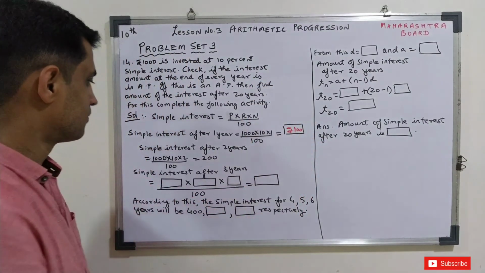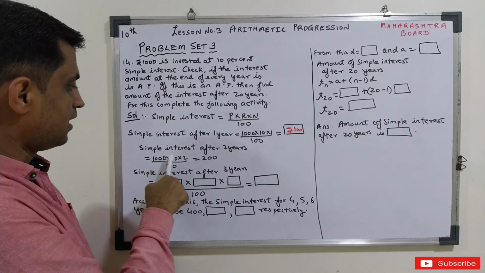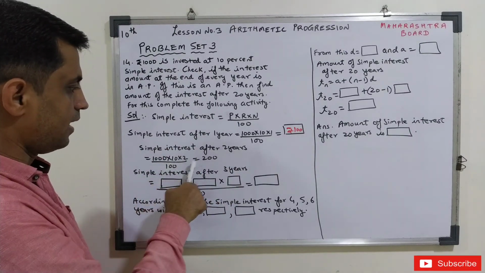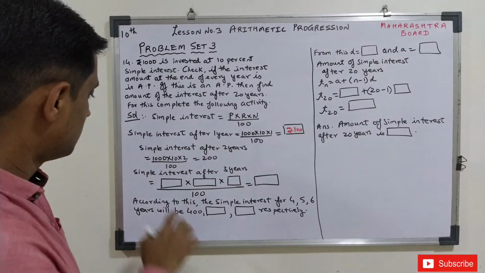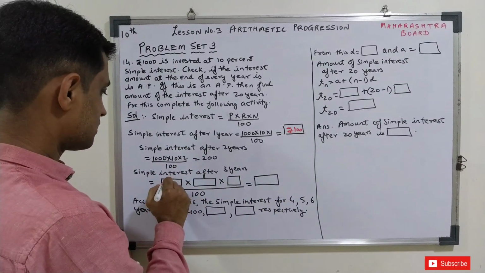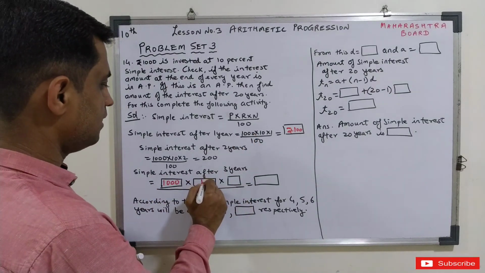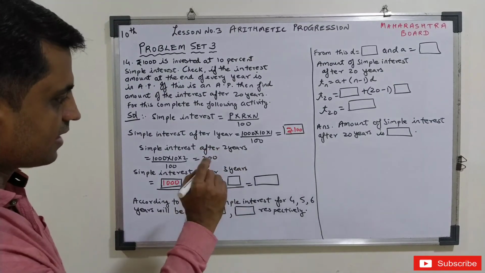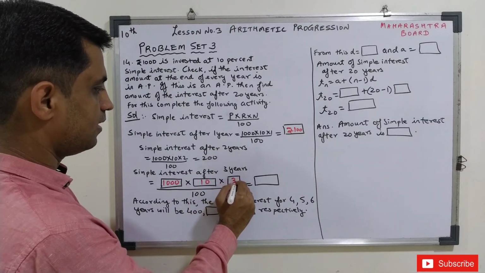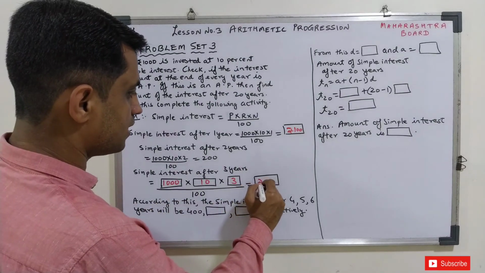So rupees 100. Simple interest after 2 years. Similarly, 1000 into 10 into 2 upon 100 is equal to 200. They have given us. So simple interest after 3 years would be how much? 1000 into what? 10%. Rate of interest is fixed. Number of years will be 3 years. So now this will give you how much? Rupees 300.